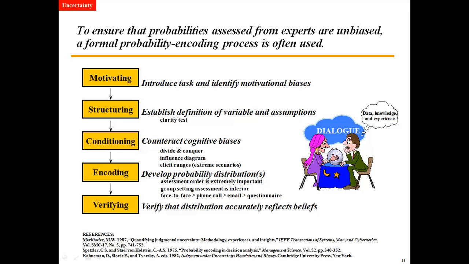Ask what's the min and max, what's the absolute worst, absolute best. And then you don't want to go to the center, because if you ask what's your median, what's your average, one, that's a hard question for an expert to answer, but it also anchors them on that number as opposed to going to the extremes. Group settings don't usually work very well, but there are ways around that. Ideally you'd like to have a face-to-face meeting. Next is probably a Skype or a phone call, then email and questionnaire. And then the last step is where you verify the distribution accurately reflects your beliefs.